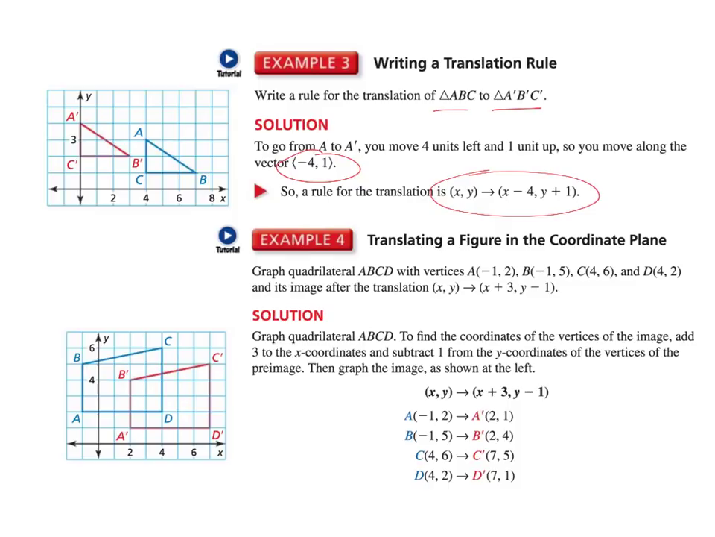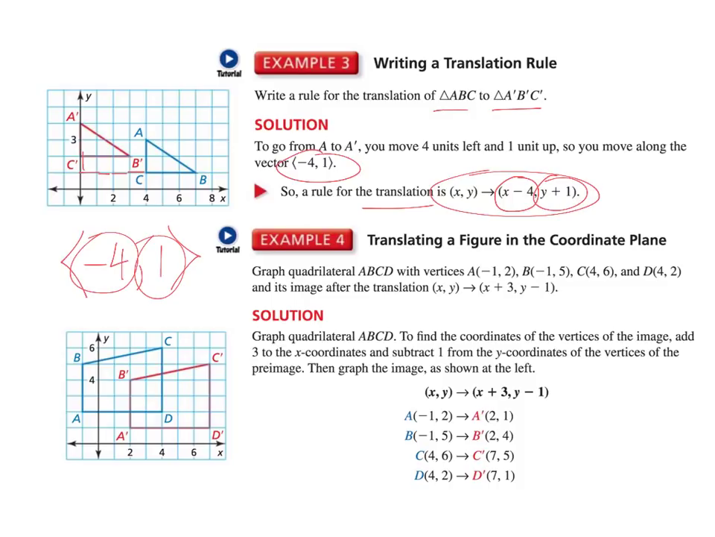Or actually, let me go back here. I started with C prime. I'm supposed to start with C. I went back 4 units, so that's subtracting 4. And then I went up 1 unit. That's adding 1. So there's my vector components for that. And if I wanted to write out the rule for the translation, I would simply be taking the x value and subtracting 4, and taking the y value and adding 1. That's all there is to it.